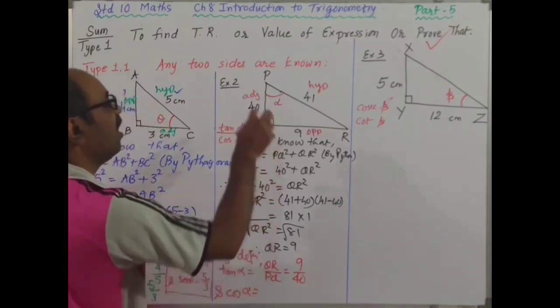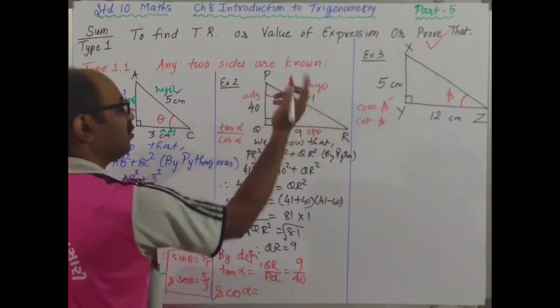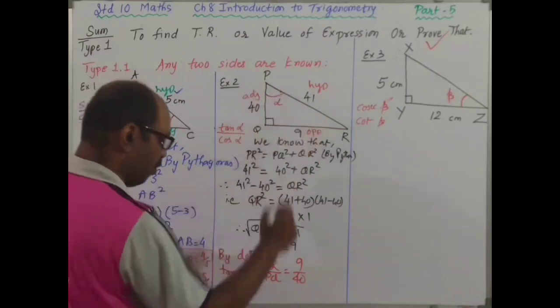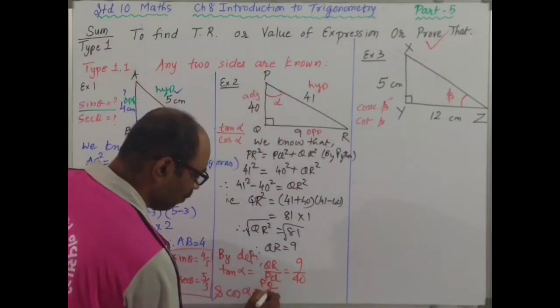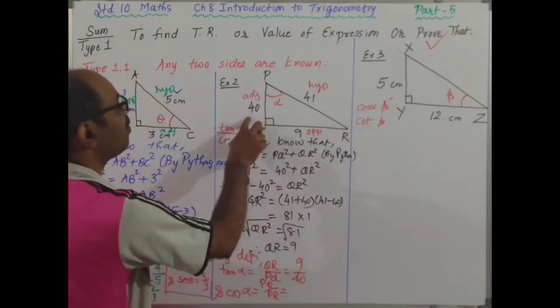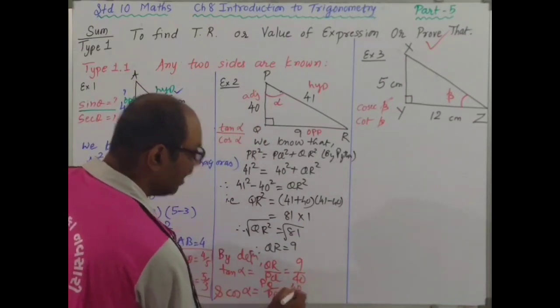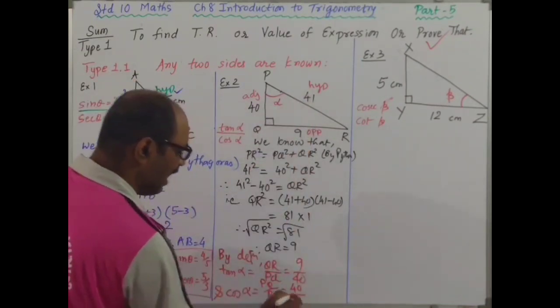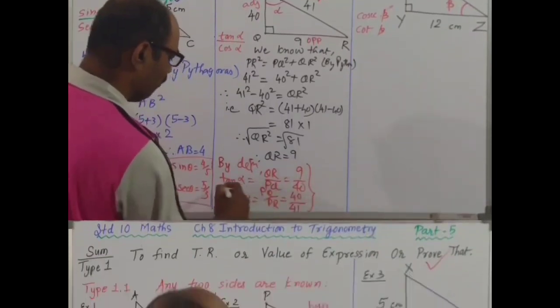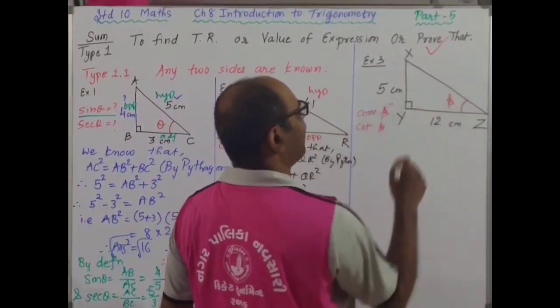Cos alpha is equal to adjacent upon hypotenuse. You should know the definition. PQ upon PR, PQ upon PR. PQ is 40, PR is 41. So there you are. The values of two sides are known. The third side is not known.